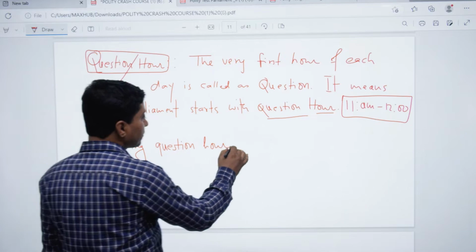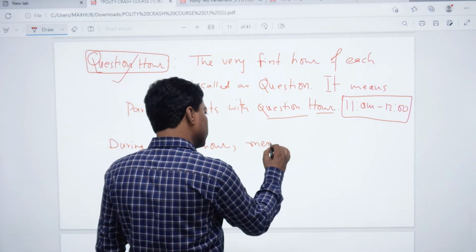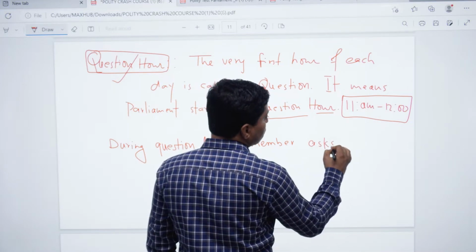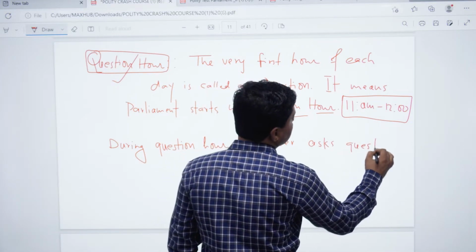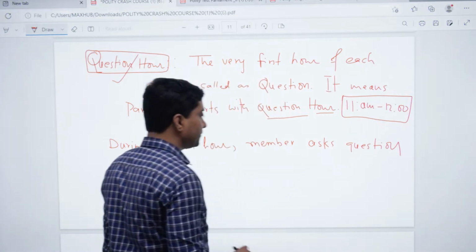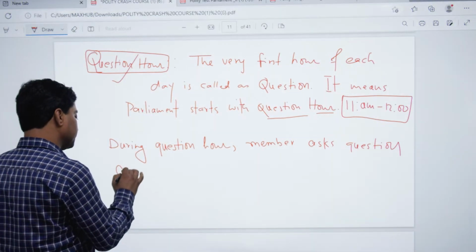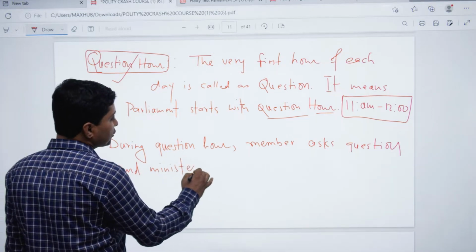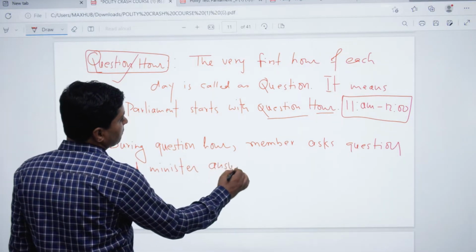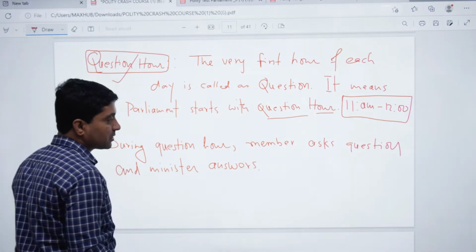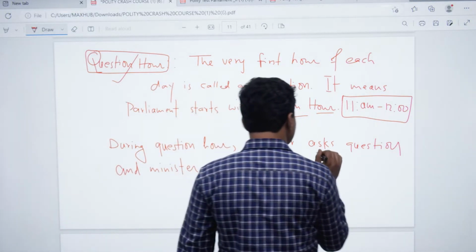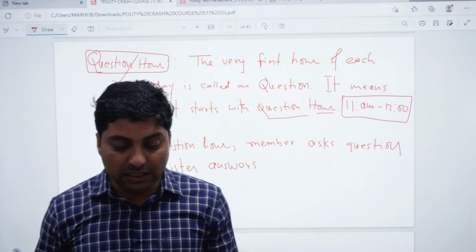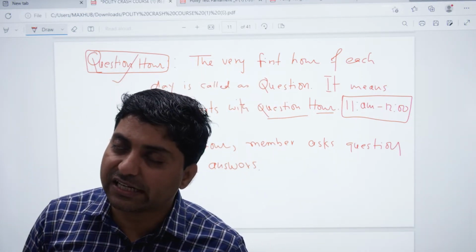During question hour, a member asks a question and the minister answers. बस सवाल जवाब होता है. अब किस तरह के क्वेश्चन होता है? There are 3 kinds of questions.